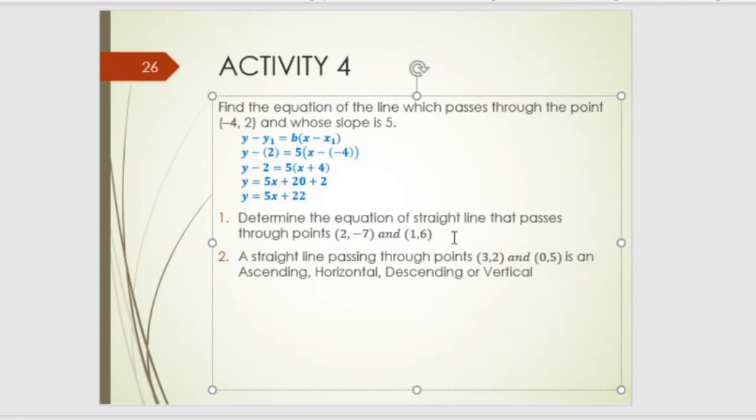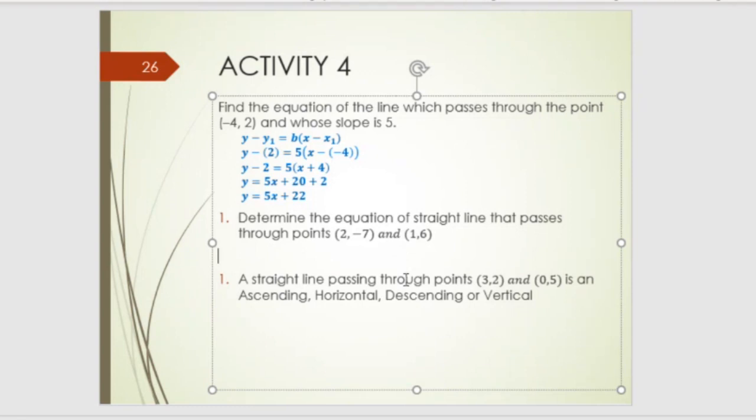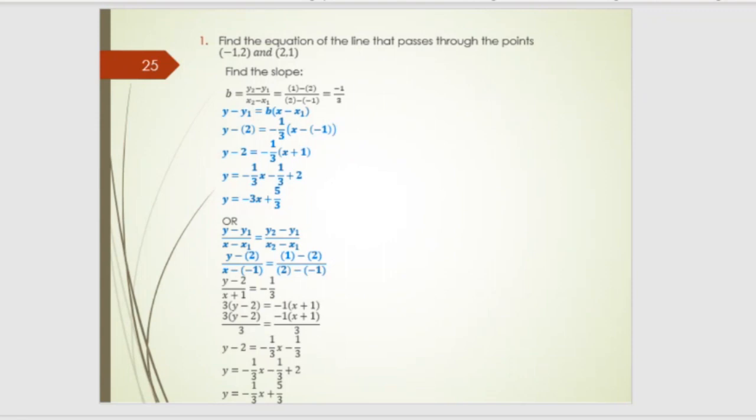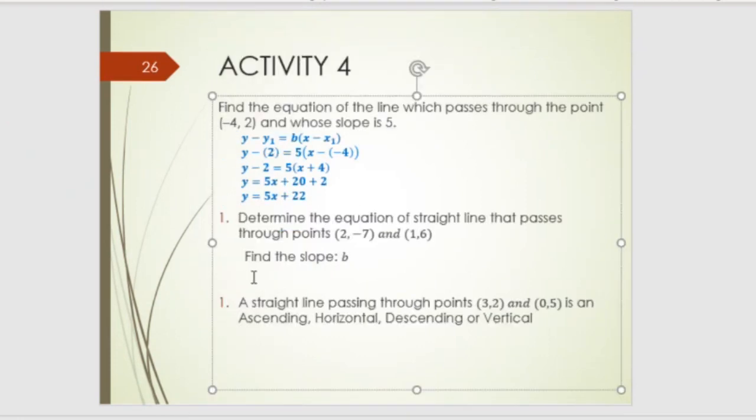Okay. So now determine the equation of the straight line that passes through points (2, -7) and (1, 6). That I can simplify them. We can use the first method in deriving these equations. From that first method, it means you must first find what? Find the slope first. That's what the first method talks about. Let me copy that formula so that I may not repeat again. Okay, just copying this formula to get the slope.